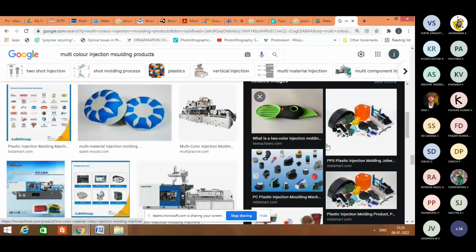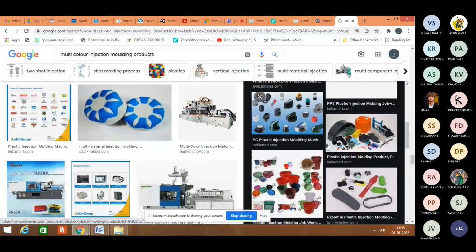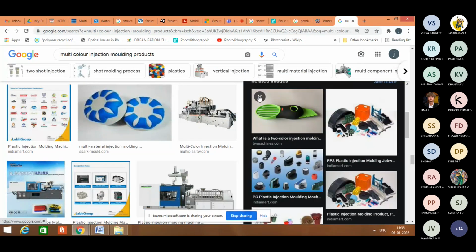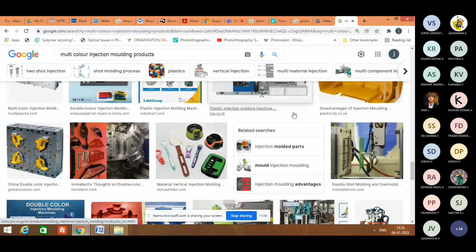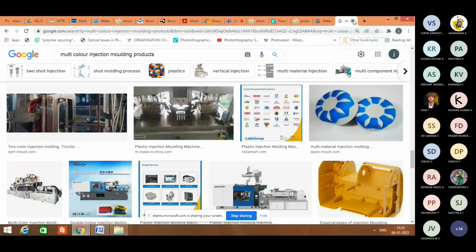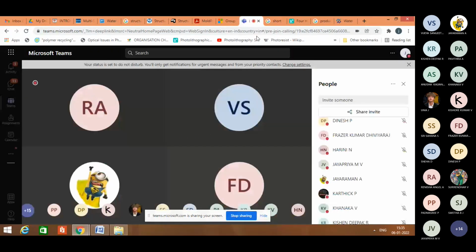Next class we are going to see about the structural foam injection molding process. Until then, if you have any doubt, please ask me regarding water assisted injection molding and multicolor injection molding process.